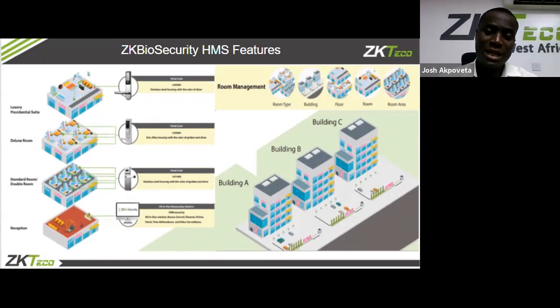Or it can further be categorized as location A, B, or C if you have different locations where you're operating from. Above all, you can also go further to break down your hotel into luxury, residential suite, deluxe room, standard room, or reception. So from your solution, you're able to manage the process that happens in these different buildings, these different suites, these different room types.